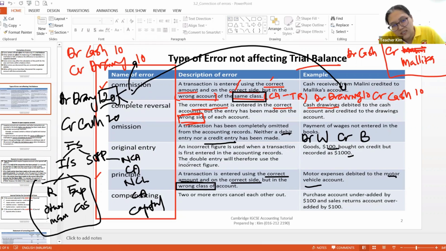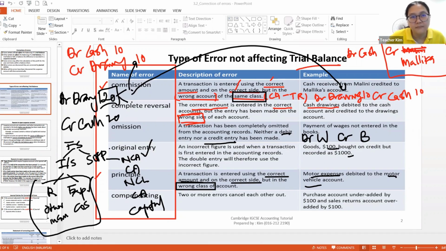Wrong class happens, for example, motor expenses debited to the motor vehicle account. Motor vehicle is under non-current asset. Motor expenses is under expenses. We accidentally put it into here. So that's called error of principle. Don't get confused between commission and principle. Here is the same class, wrong account, but here is a wrong class, wrong section.